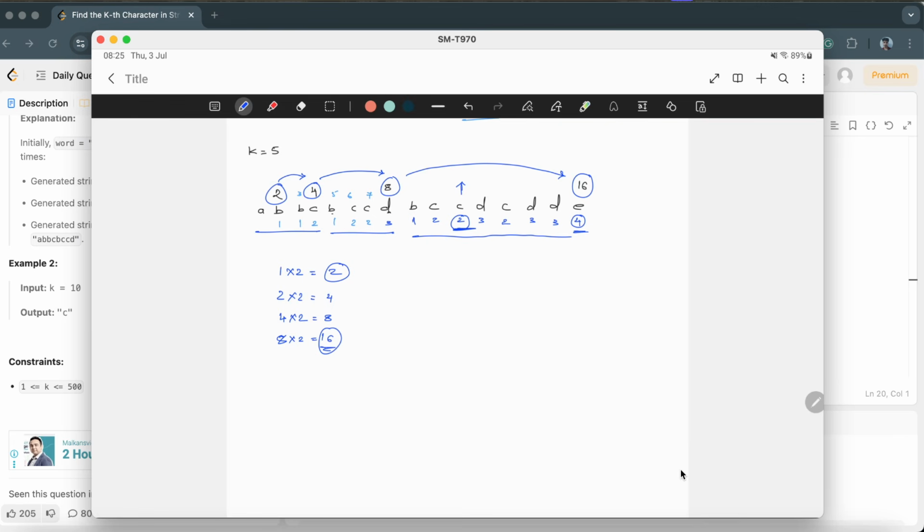The length should be greater than or equal to this k. So let us suppose the k value at this point in time is k equals 16. We keep on multiplying length into 2 until the length is greater than or equal to k. So we can run a while loop, and we will keep on doing this operation, length into 2. The moment we realize the length is greater than or equal to k, we will get out of this loop. Simply, that is the operation that we will do.